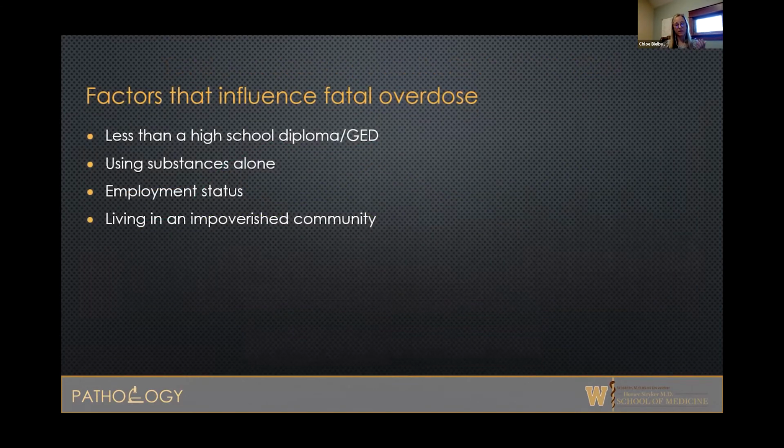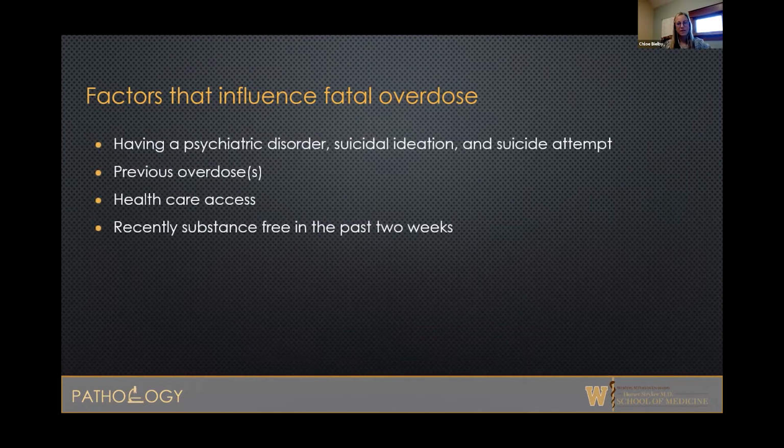And so there's a lot of factors that influence fatal overdose. So we'll talk about those, and then I'll talk about any connection to COVID that they have. So we'll talk about highest level of education, using substances alone, employment status, living in an impoverished community, having a psychiatric disorder, suicidal ideation or suicide attempt, previous overdoses, healthcare access, and then being recently substance-free in the past 2 weeks before the fatal overdose.